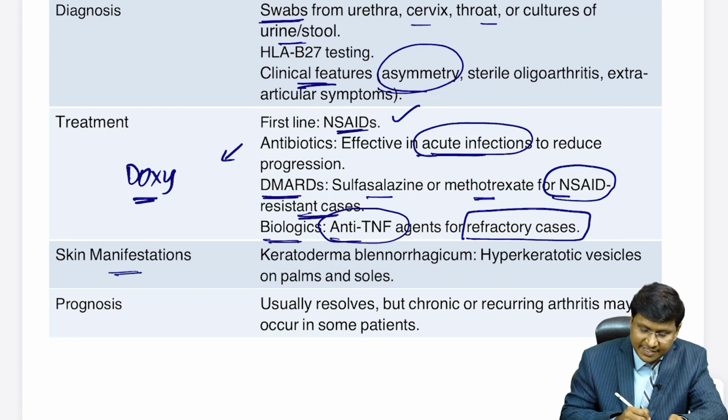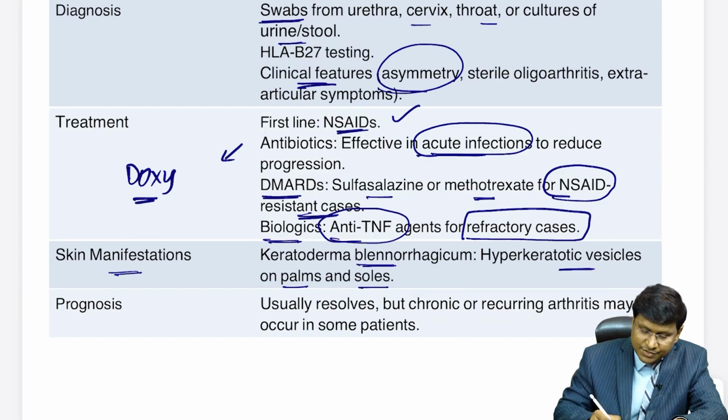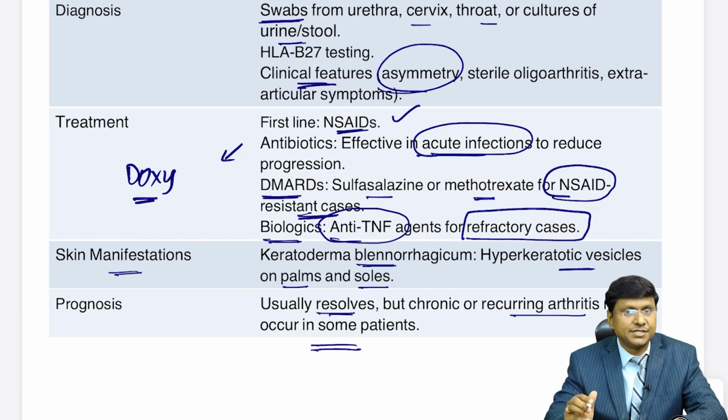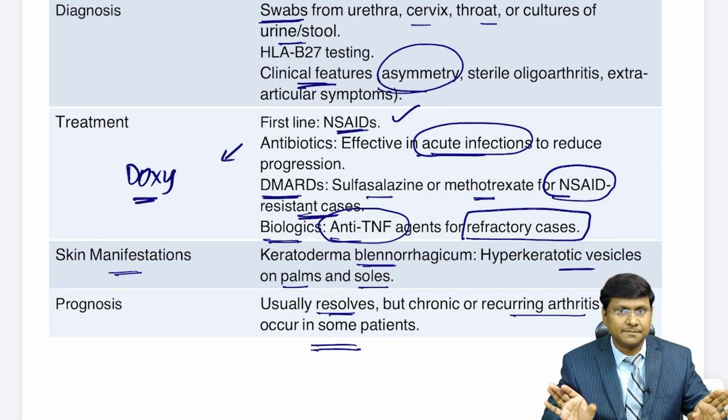Then you take the skin manifestations, that is in the form of keratoderma blennorrhagicum, that is hyperkeratotic vesicles in the palm as well as the sole of the foot, right? And what is the prognosis? It usually resolves, but chronic or recurring arthritis may occur in some patients. So this is about reactive arthritis, which is characterized by the presence of a triad. Done?